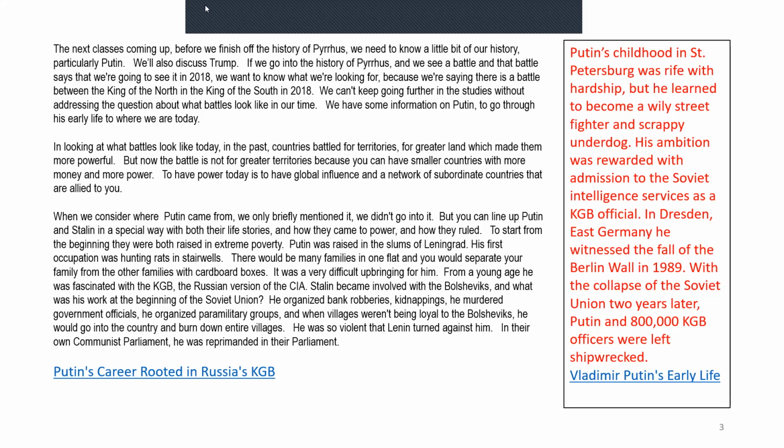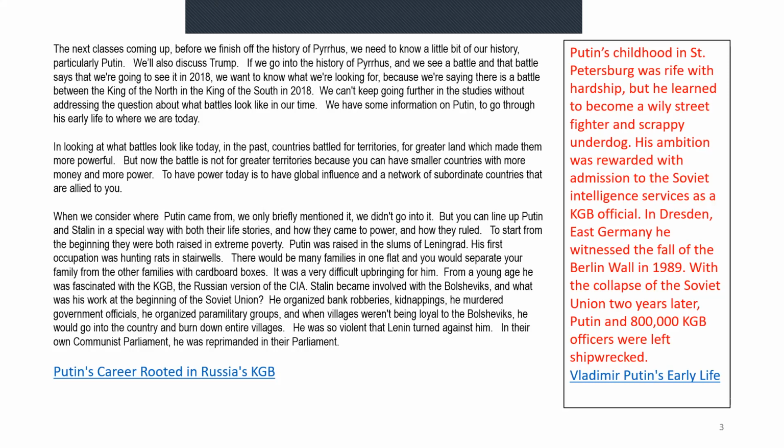Stalin became involved with the Bolsheviks. And what was his work at the beginning of the Soviet Union? He organized bank robberies, kidnappings. He murdered government officials. He organized paramilitary groups. And when villages weren't being loyal to the Bolsheviks, he would go into the country and burn down entire villages. He was so violent that Lenin turned against him. In their own communist parliament, he was reprimanded.